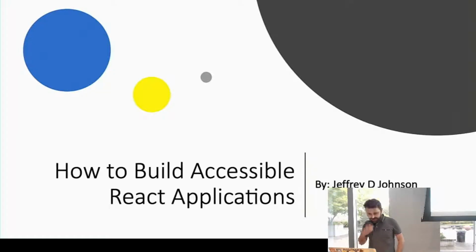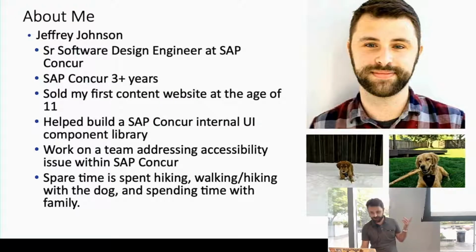So I want to introduce you guys to accessibility and accessibility within React. But before we do that, I'm going to talk a little bit about myself and let you guys know who I am. My name is Jeffrey Johnson. I'm a senior software design engineer here at SAP Concur. I've been at SAP Concur for about 3 years.